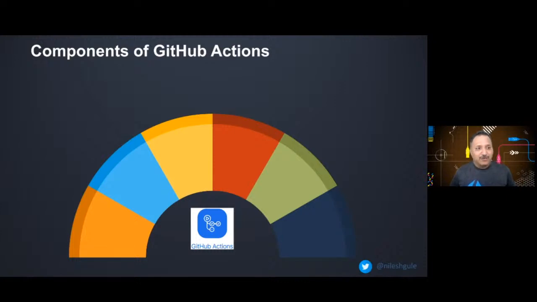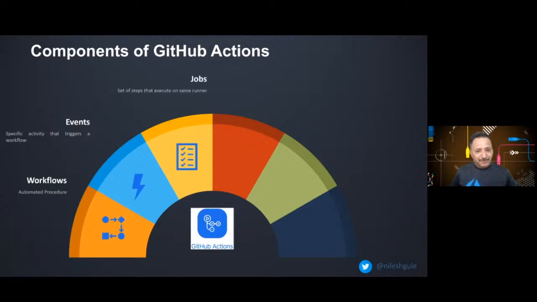So to summarize, or to look at what are the main components of GitHub Actions, we have the workflows, which are automated procedures. These are the different steps which get triggered. Then there are events. Events are the source of trigger, which trigger the workflows. Inside the events, we have jobs. So these jobs are a series of steps which we want to run on a particular runner.